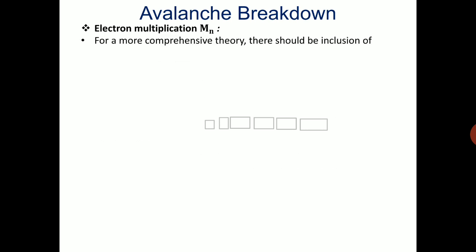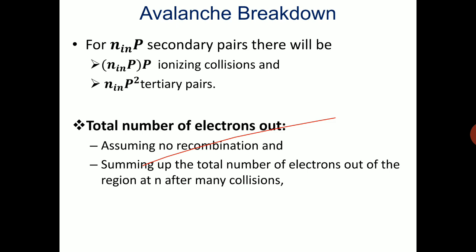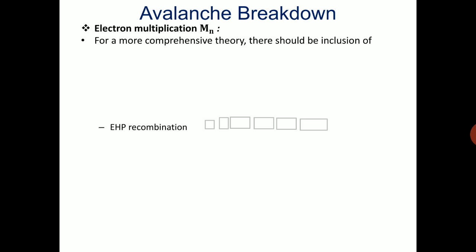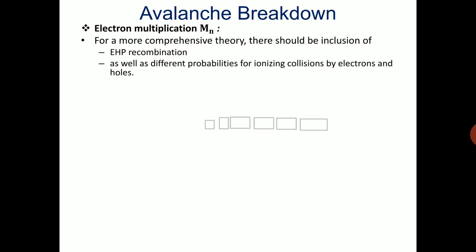And electron multiplication: how to find the electron multiplication? We'll denote it as Mn. In the previous slide we took that there is no recombination taking place, only electron hole pair generation. There is no electron hole pair recombination. We'll stick to the simple explanation only. With respect to the more comprehensive theory, there should be inclusion of electron hole pair recombination, but for our understanding we are not including that. We need to include electron hole pair recombination as well as the different probabilities for ionizing collision by electrons and holes for a more comprehensive theory. For simple understanding, we'll not assume electron hole pair recombination.